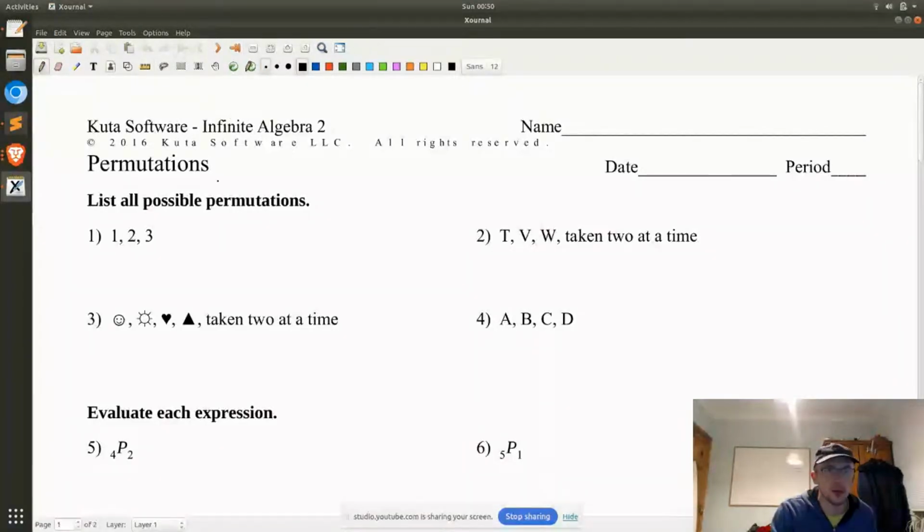All possible permutations. So that'll be 1, 2, 3, 1, 3, 2, 2, 1, 3, 2, 3, 1, 3, 1, 2, 3, 2, 1. Let me do that with my left hand.